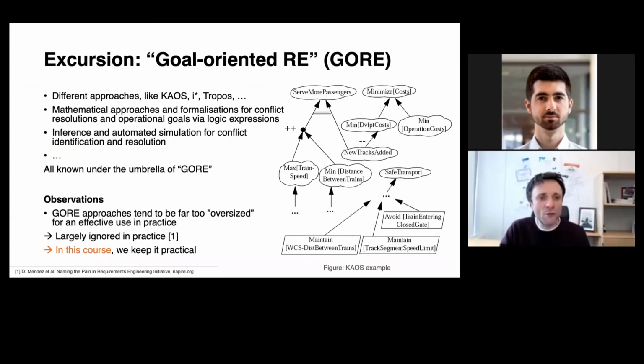So goal-oriented requirements engineering is like an umbrella term for many different approaches that are available in literature, covering approaches like CHAOS, iStar, Tropos. The list is very long. And the amount of scientific publications is much longer. We have thousands, and I mean it by that, thousands of publications dealing with goal-oriented requirements engineering.